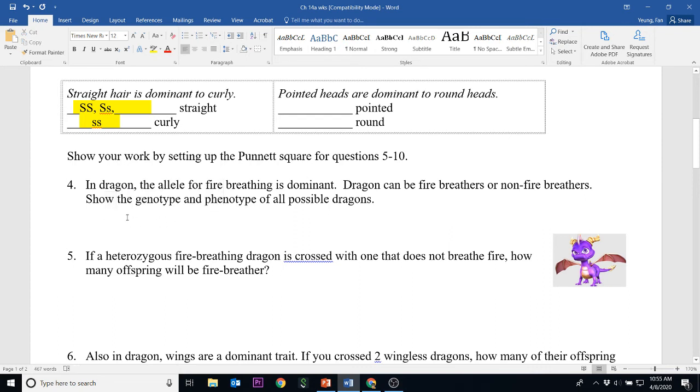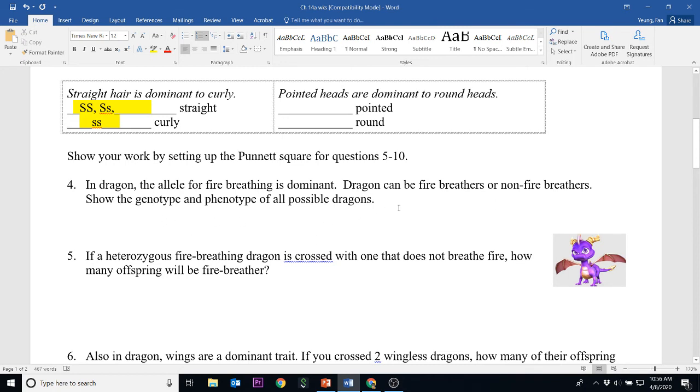Okay, so let's do one for you. The question is the allele for fire breathing is dominant. So I will use F for fire breathing. So big F will be dominant. Small f will be recessive. Okay, so a dragon can be a fire breather or a non-fire breather.